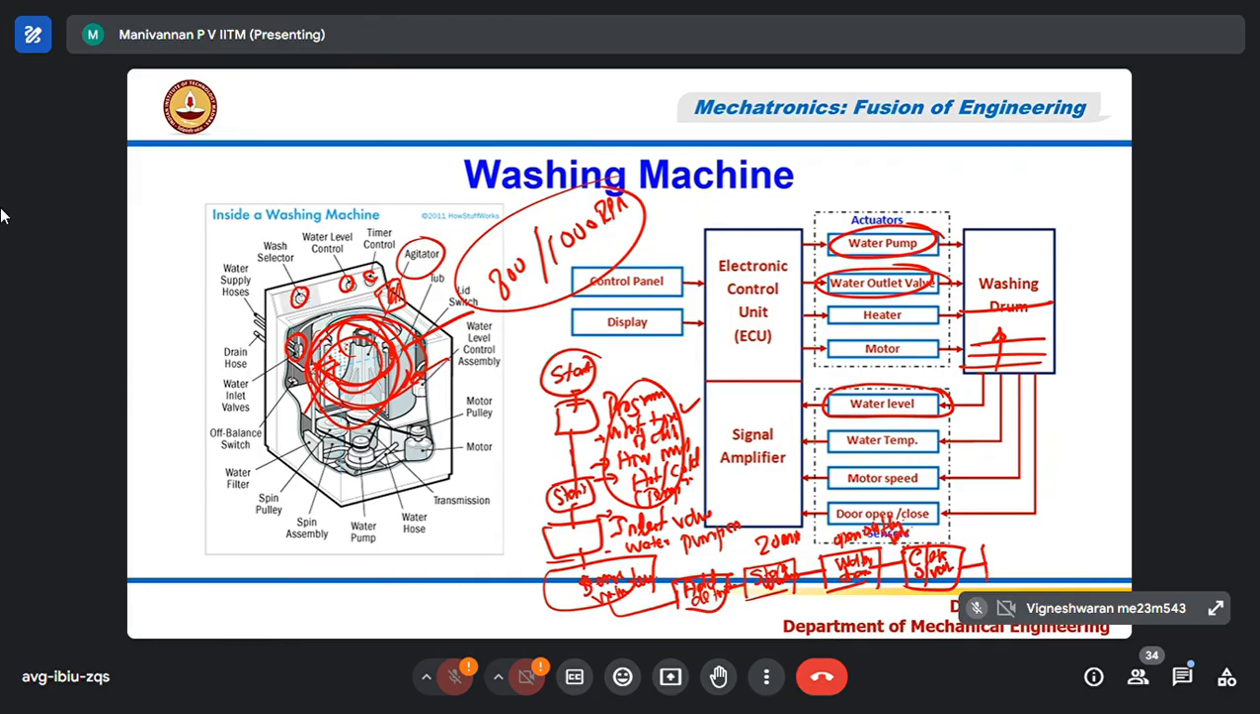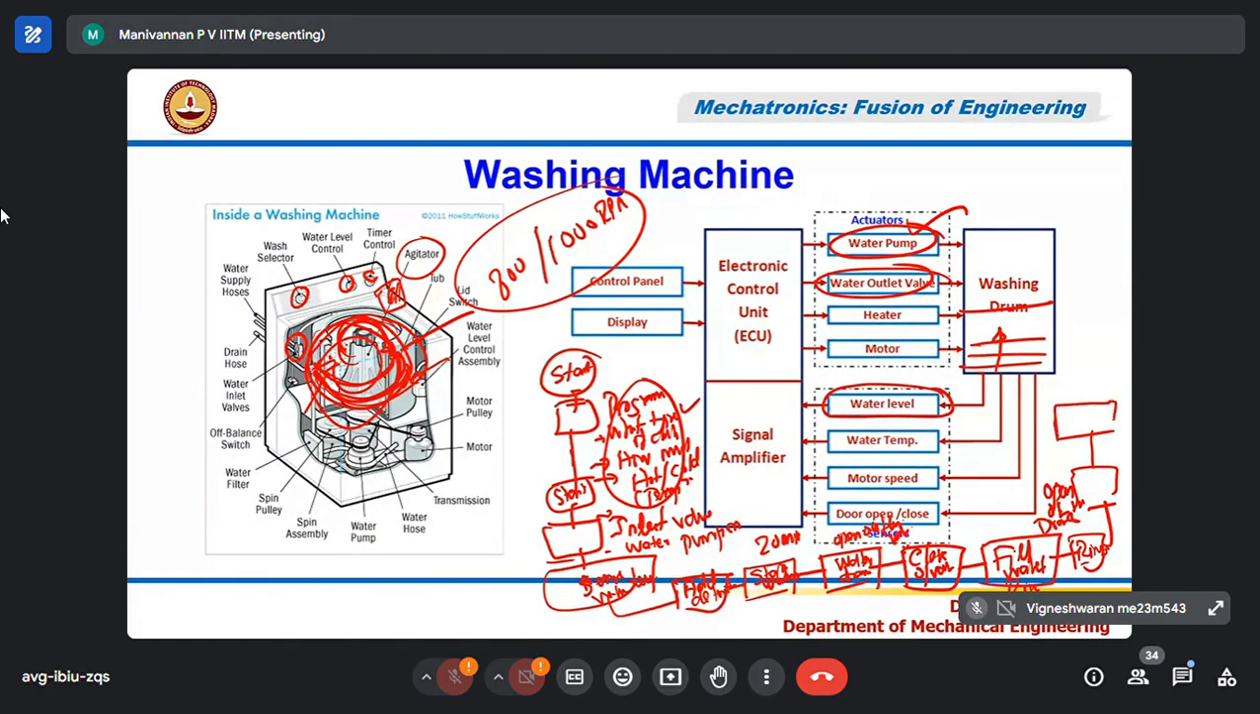Again fill water, by pumping water, fill water for the rinse cycle. Again do the rinse cycle. Similar to agitation, the drum will rotate clockwise, anti-clockwise. Any remaining dirt and detergent in the cloth will be removed in the rinse cycle. Again open the outlet valve and drain the water.